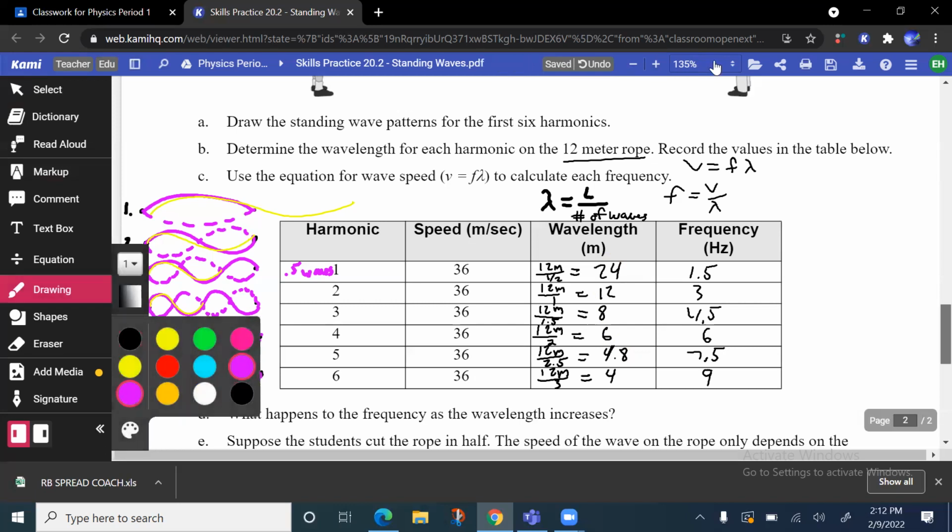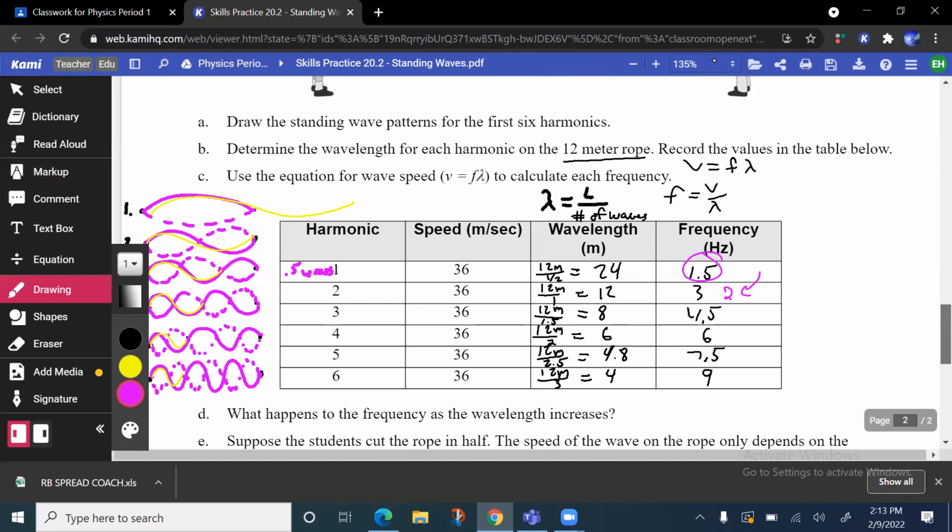Hopefully you see a pattern here: each is a multiple of the original frequency. If we take the fundamental frequency of the first harmonic, 1.5, and we multiply it by 2, we get 3 hertz, which is the second harmonic. If we multiply by 3, we get 4.5 hertz. If we multiply by 4, we get 6 hertz, and so on and so forth. If we multiply 1.5 times 5, we get 7.5 hertz, and 1.5 times 6, we get 9 hertz.